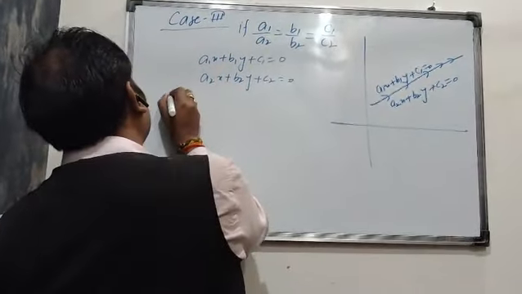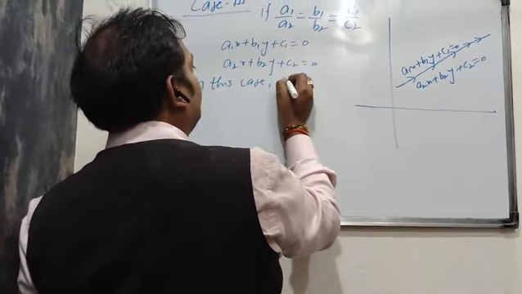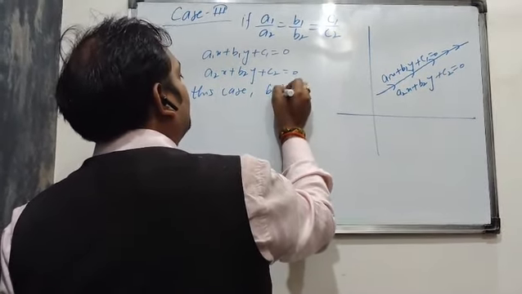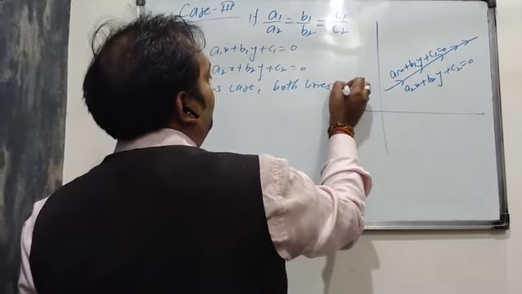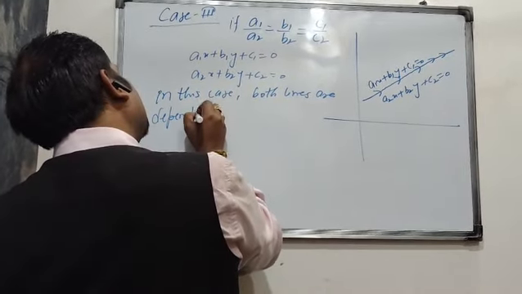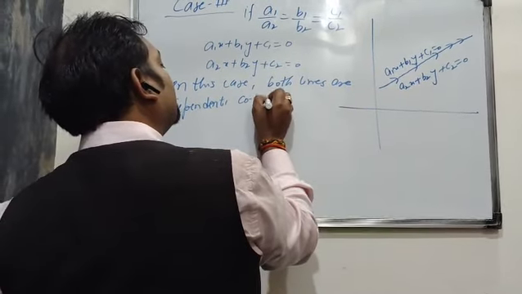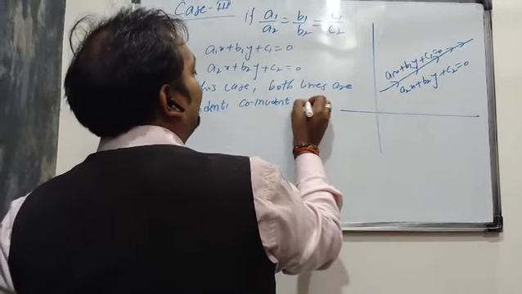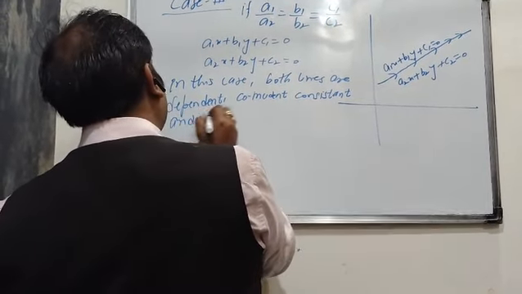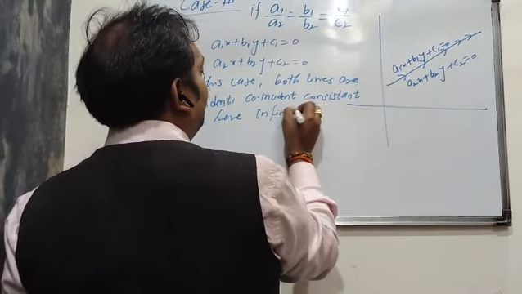In this case, both lines are dependent, coincident, consistent, and have infinite solution.